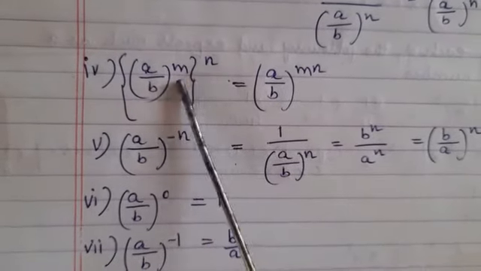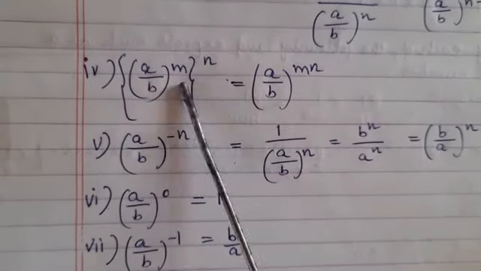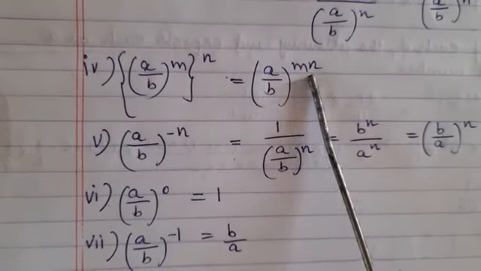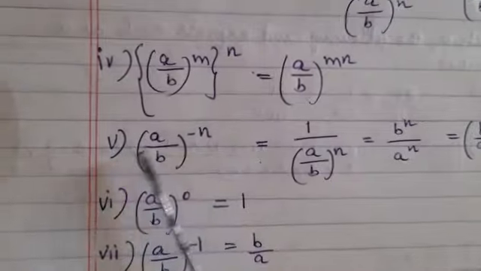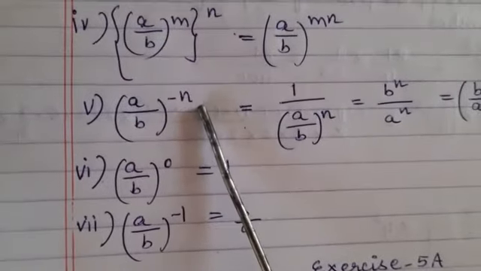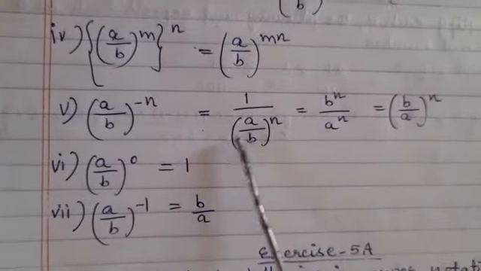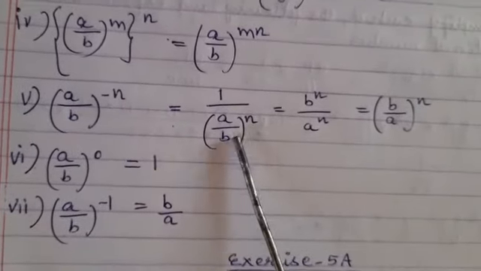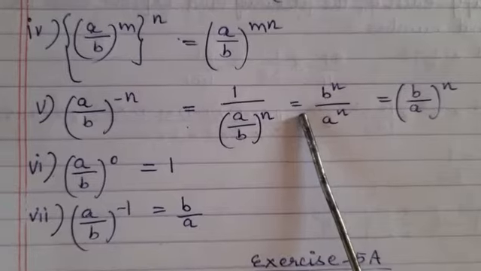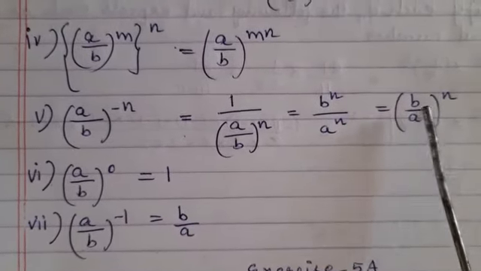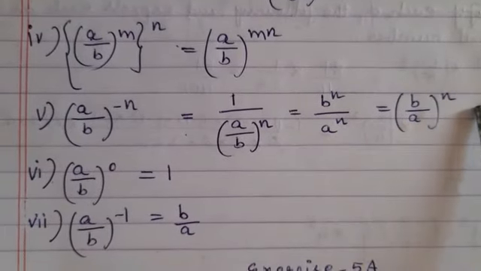Next, number 4: (a by b) the whole power m, and the whole power n. Here there are two powers, so we have to multiply the powers. The answer is (a by b) the whole power mn. Number 5: (a by b) the whole power minus n. Here the power is negative, so we change it to positive, which is equal to 1 by (a by b) the whole power n, which is equal to b power n divided by a power n, which is equal to (b by a) the whole power n.